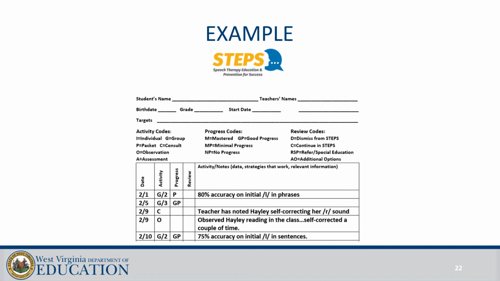This is an example of a completed form. At a glance, you can see when the student participated in an activity, the type of activity, and the student's progress in that activity. You can easily see when the student was assessed and when a review of the STEPS program took place. You can see all of this without having to look into the notes to find the relevant details.